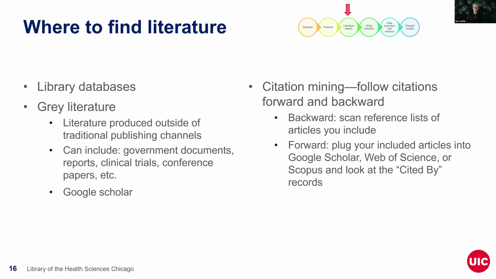This is where us as librarians can be brought into the project more actively. This is where we can help you design your search strategies and your library databases. We can help guide you on searching through gray literature, which is things that are produced outside of publishing channels, like government documents or clinical trials, conference papers, things like that. It also includes citation mining, which is looking forward and backward through citations. So these are looking at the reference lists of the articles that you're including.